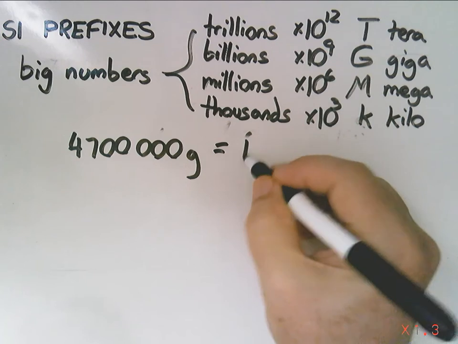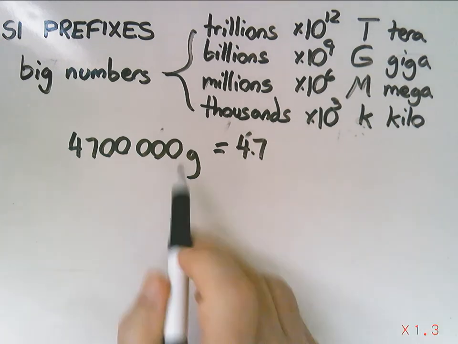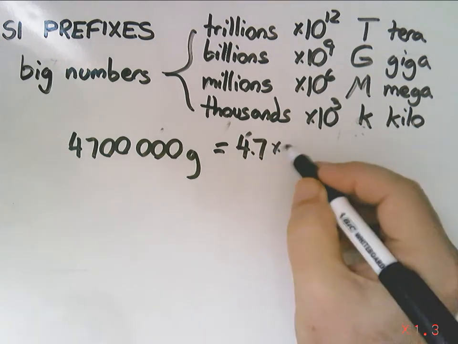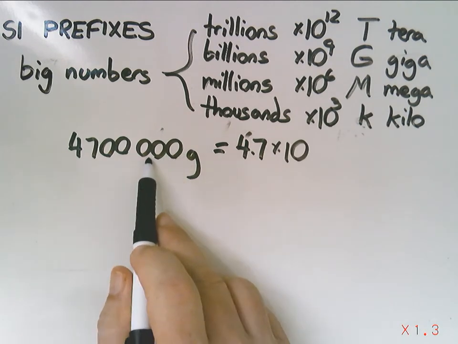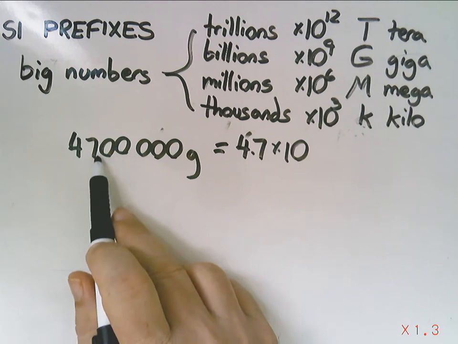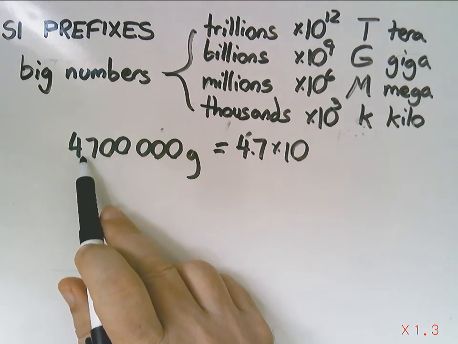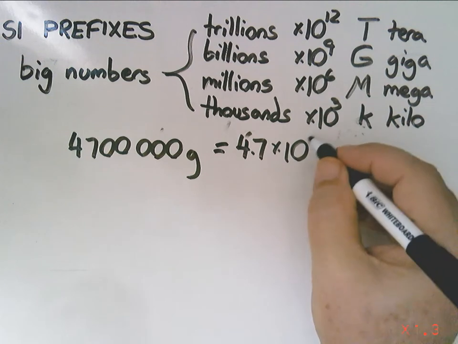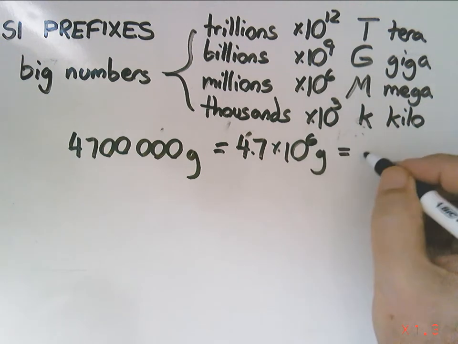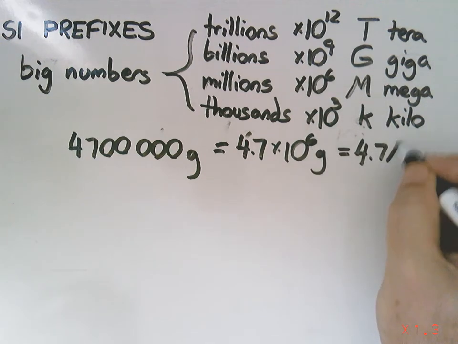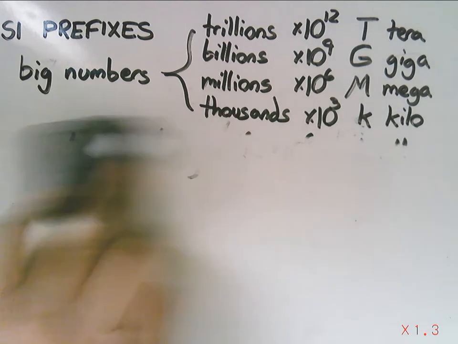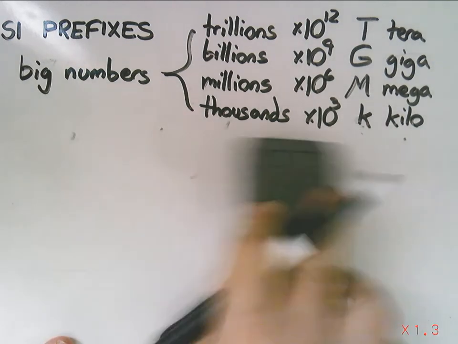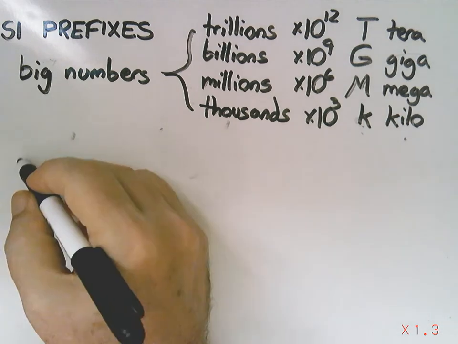if I put that in scientific notation, it's going to be a little easier to see. If I have a power of 10 here, I can see that I can bump the decimal place 1, 2, 3, 4, 5, 6 places to get it just to the right of the first non-zero digit. I can write that as 4.7 megagrams. They're all the same thing. All right, those are all the big ones you need to know. What about the little ones?